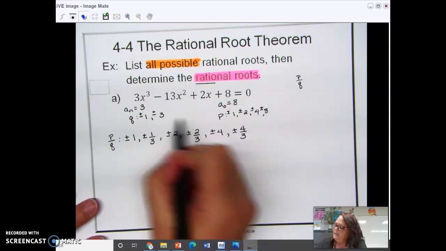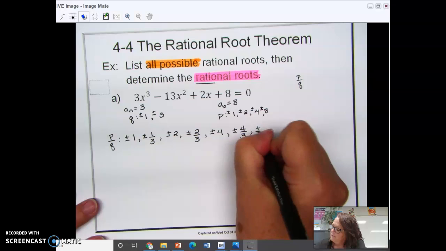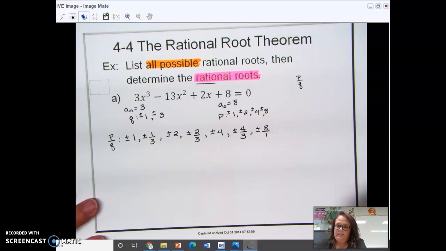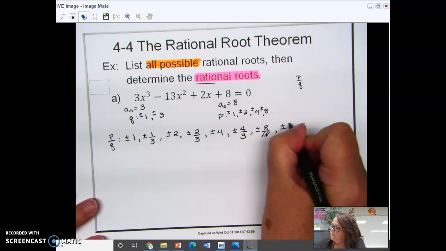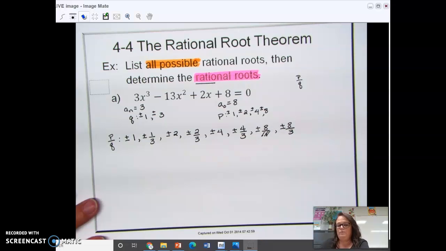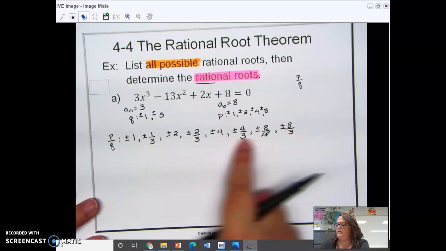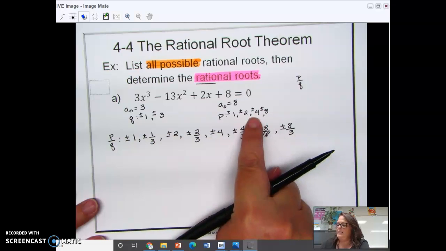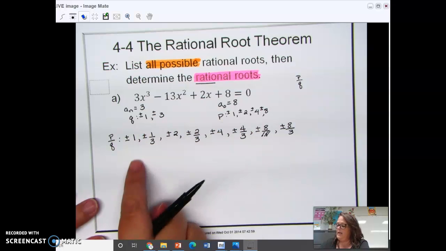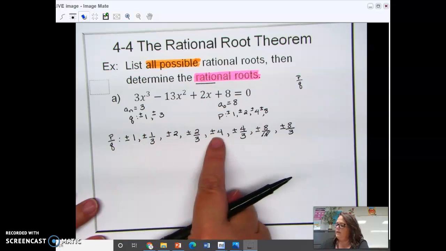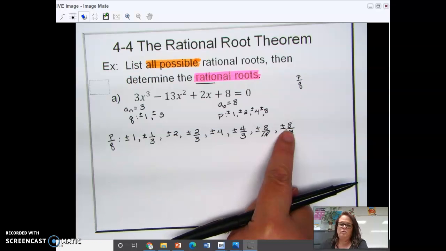And then the next one is going to be 8 over 1, or just 8. Sorry, I don't know why I wrote that. And then I could have 8 over 3. Now, if you don't have any repeats, the number of items you should have here is this number of items times this number of items. So notice 4 times 2 is 8, and we have 1, 2, 3, 4, 5, 6, 7, 8 terms. That's how you know you did it right.